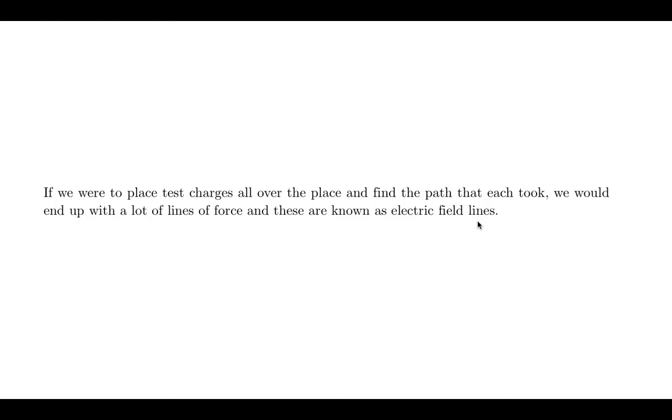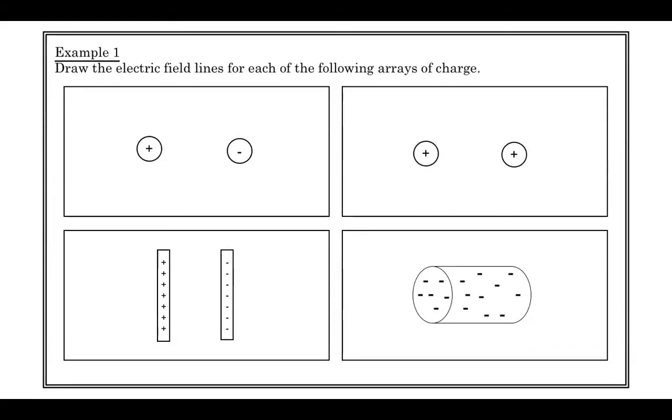With electric fields, we can't really use iron filings like we did with magnetic fields, because those iron filings really give us a good sense of what the magnetic field looks like. Electric fields are very similar, but we can't do it using iron filings. We have to do it in other sneaky ways. Okay, so let's draw the electric fields for some of the following charges here. We're going to do these just by inspection.